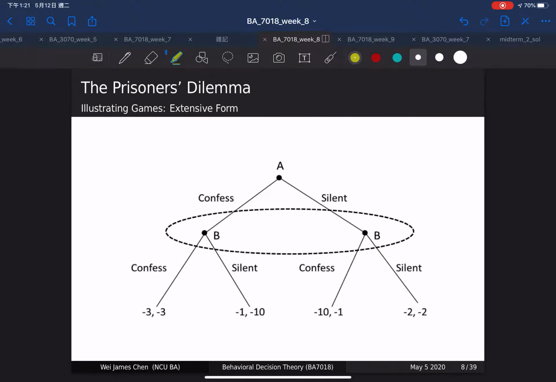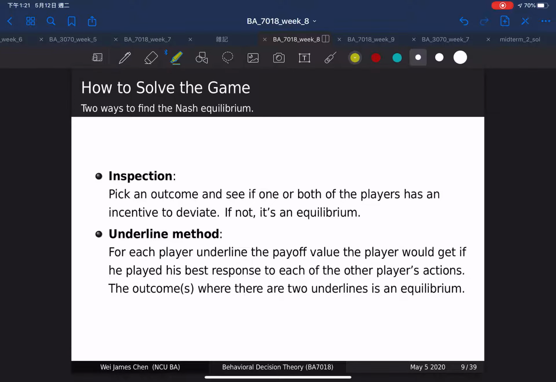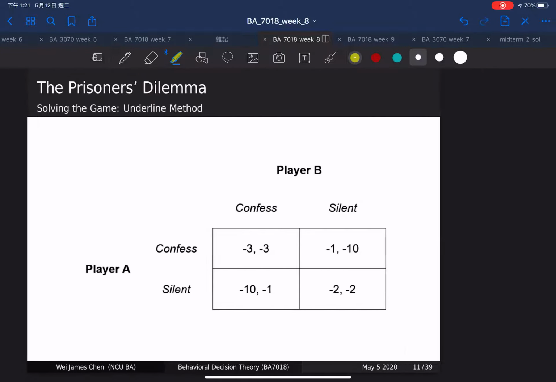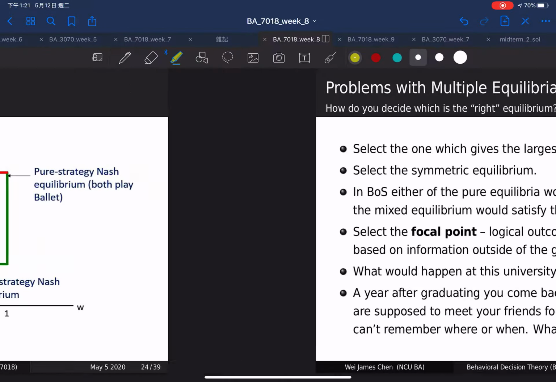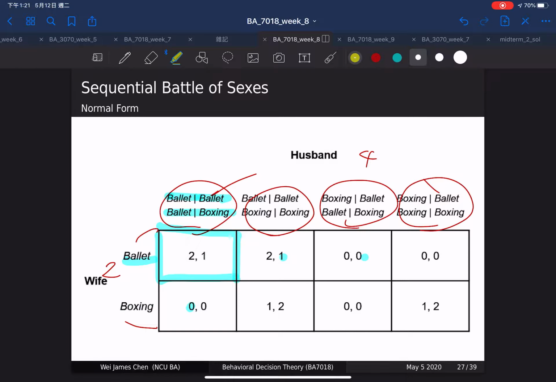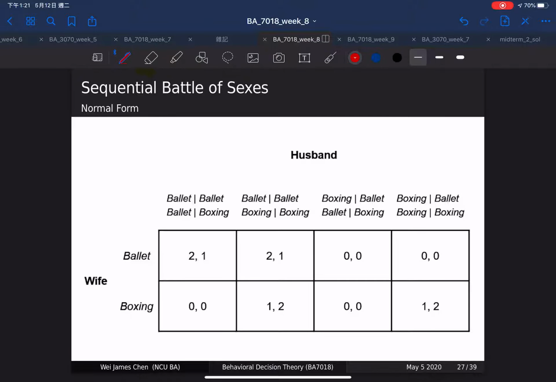And based on that, we talked about 2 ways to solve the game, or 2 ways to find the Nash equilibrium. One is called inspection, which is the one that I just used. The other is the underlining method. Okay, so go back to our current slide. So I will do the inspection again. Okay, so I will do another one maybe.